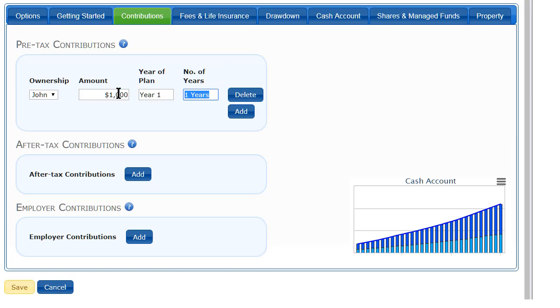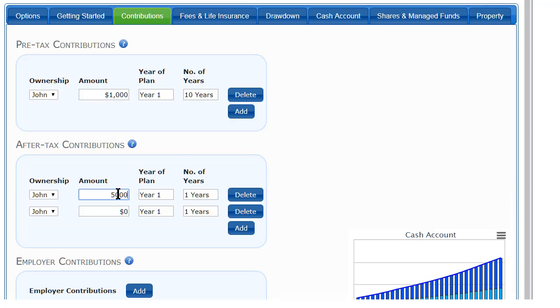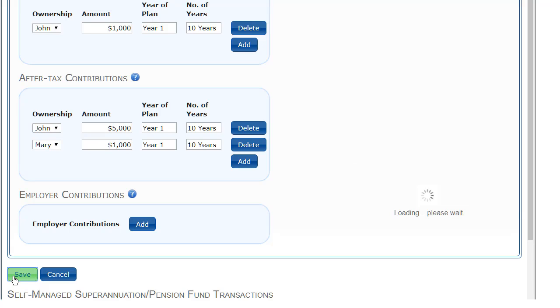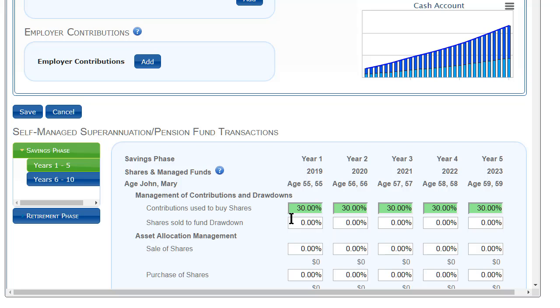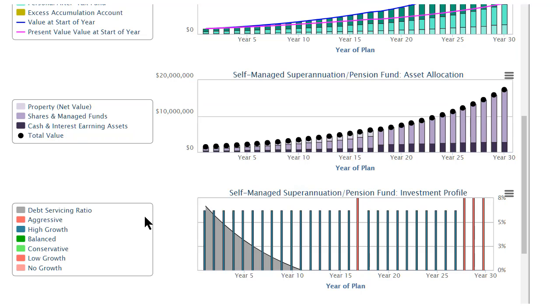While allocating personal contributions through the investment plan is the quickest way, some people prefer to allocate a dollar value. If the employer is making more than the regulated superannuation guarantee levy, these additional contributions can be included. The program defaults to assigning 30% of contributions to the purchase of shares and managed fund. The intention is to maintain the ratio between cash and shares. The percentage can be changed to meet the desired growth defensive asset allocation for different stages of the plan.